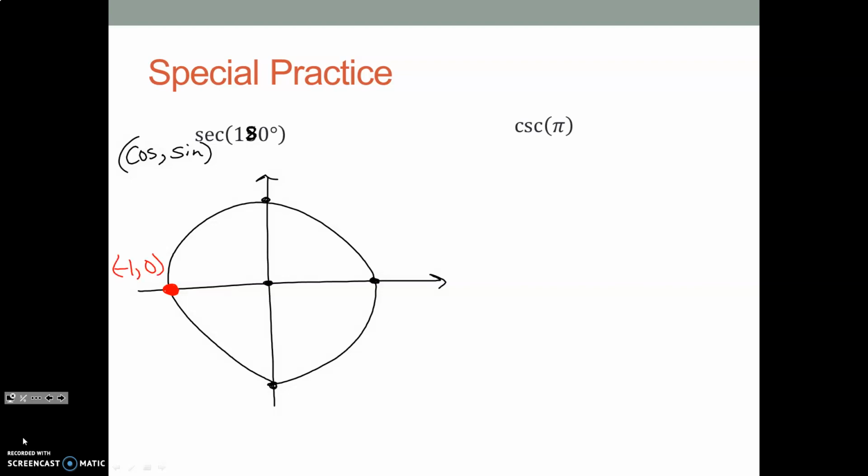So if I want to know what the secant of 180 degrees is, remember, that is the reciprocal of cosine. So essentially what that is, that is 1 over the cosine of 180 degrees. Okay? Well, what is cosine of 180 degrees? Well, that would be your -1. So it's 1 over -1.